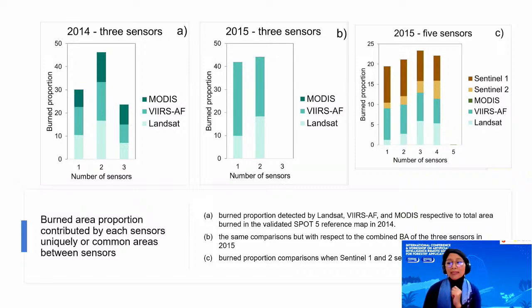Look at C1. In 2015, Sentinel-1 and Sentinel-2 data became available, okay? And nearly half of the burn areas were detected by three or more sensors. You can see from the x-axis, 3, 4, 5, if we combine it, it's more. While less than 20% were only detected by a single sensor. Sentinel-1 and VIIRS active fire were the greatest contributors of unique detection.